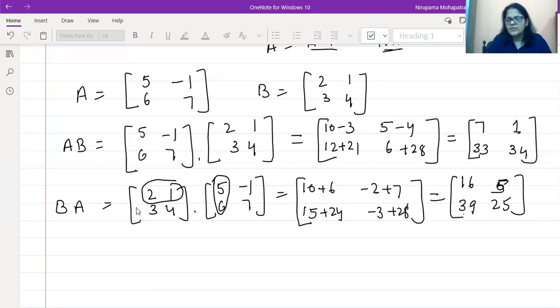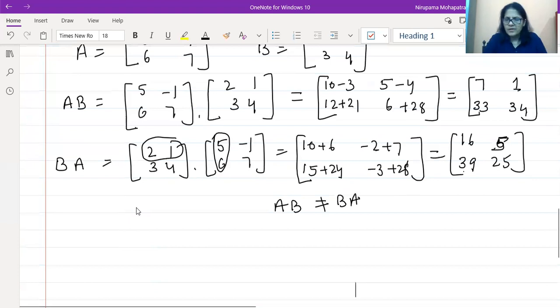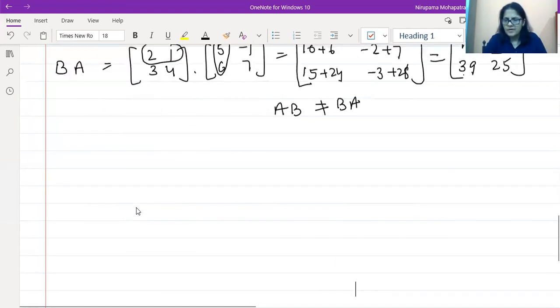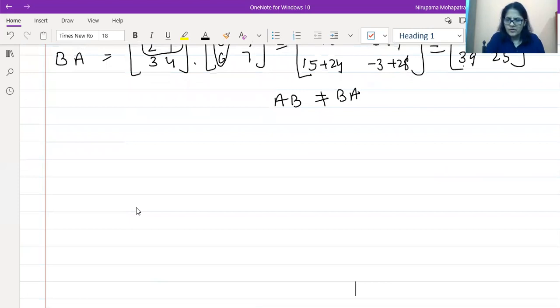Okay, so it means you can see clearly here AB not equal to BA. So basically here we need to see, in some cases AB may be equal to BA, but in some cases AB not equal to BA. So what we can conclude here, every time it is not necessary the product AB will be equal to BA. So our conclusion should be, the multiplication of two matrices is not commutative. So in general, it is not commutative.